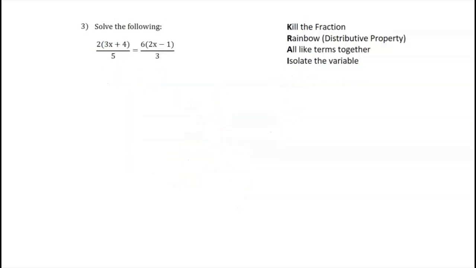All right, so this one applied all the parts of KRAI. We had to kill the fraction, we had to do the rainbow, we had to get all the like terms together and isolate the variable. And so let's just go through, again with SAMDEB here, and see the steps that are being carried out. So the first thing we did is we found the lowest common multiple of 5 and 3. And we found that that lowest common multiple was 15. So we multiplied both sides by 15. So what we've done here is we've multiplied. That's the first thing that we've done.